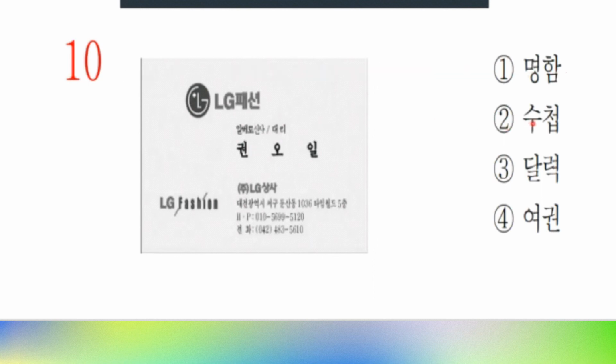Number 2 is 수첩, reminder book. Number 3 is dalyok, it's calendar. And number 4 is yeokgwon. Yeokgwon is passport. Okay, so the answer is number 1, 명함.